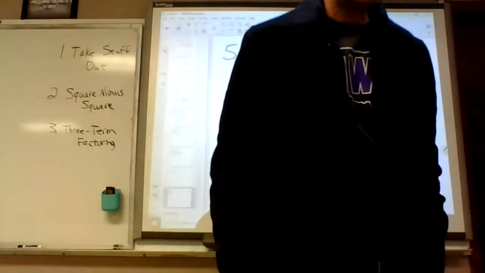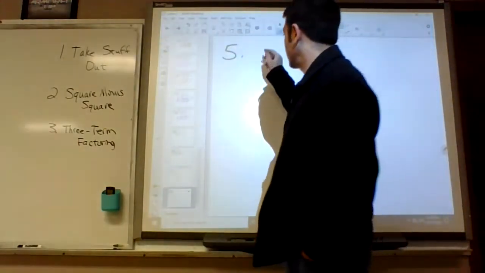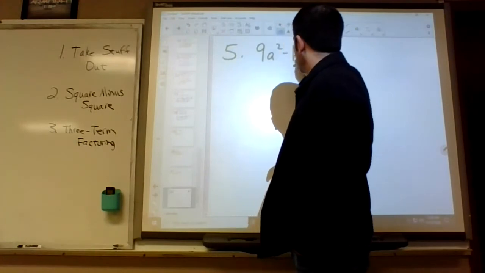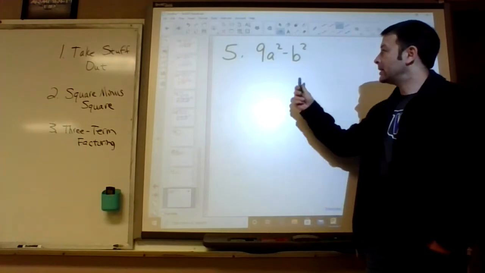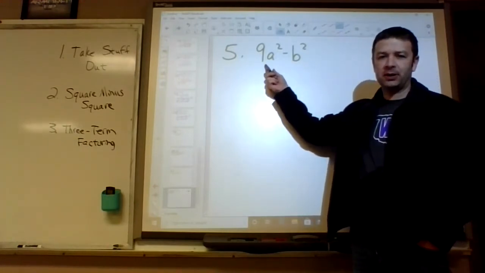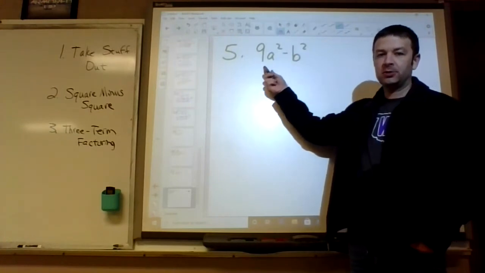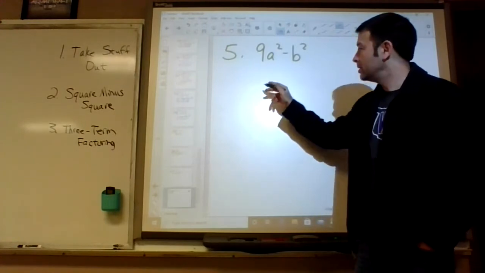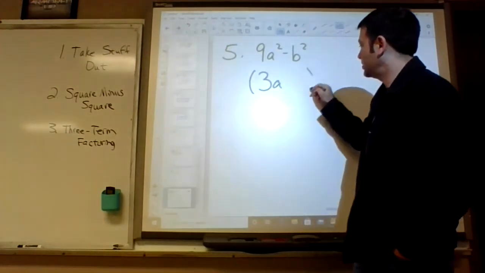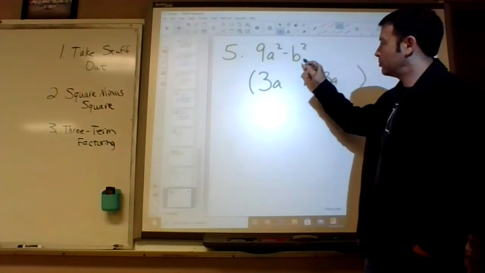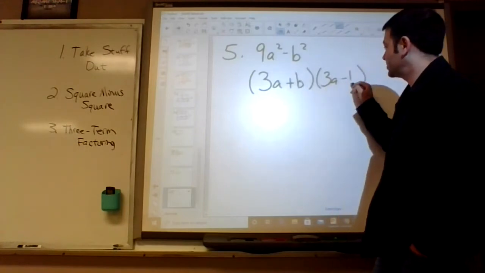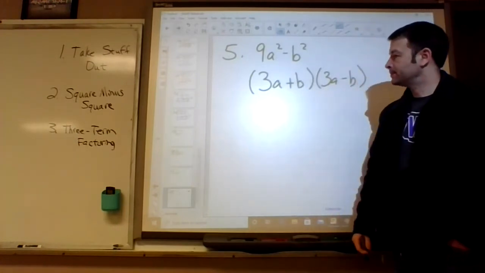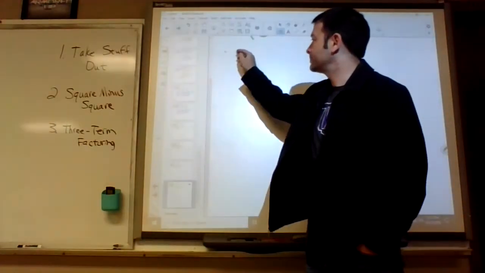Number 5. 9a squared minus b squared. Alright, can I take anything out of both of those? No. Is it a square minus a square? Yes, because what times itself equals this? 3a. So it's 3a, and what times itself equals b squared? B and b, so it's plus b minus b. That is that. Alright, number 7.